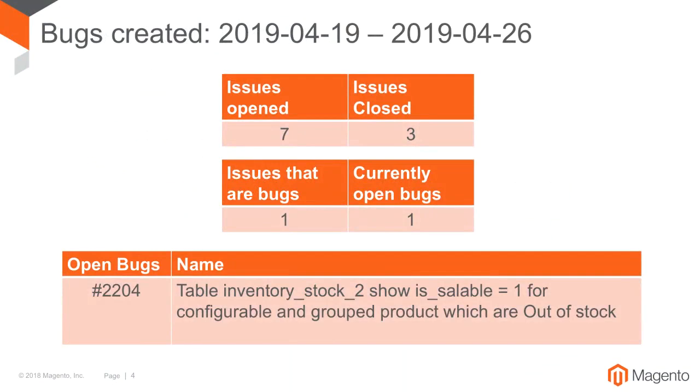Otherwise, looking at our issues and bugs created, within the last 7 days, we opened 7 issues, closed 3. If you're just focusing on those that are bugs, 1 is currently open still, albeit that was opened within the last 24 hours by Slava, and it's table inventory, saleable quantities, not quite working without a stock, 2204. Very recent, hopefully we'll have that closed out by next week.